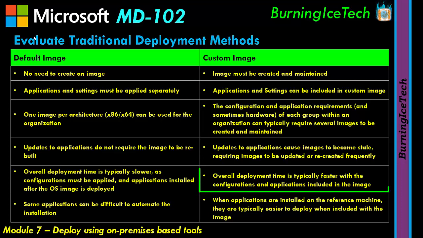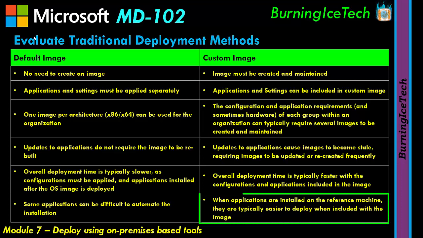Overall deployment time is typically faster with the configurations and applications included in the image because you don't have to do it afterwards. You just start the process, you go for lunch, you come back, and it's done. How awesome is that? When applications are installed on the reference machine, they are typically easier to deploy when included with the image. Yep. Alright, so that is pretty much everything I've got to say about this little table, folks.